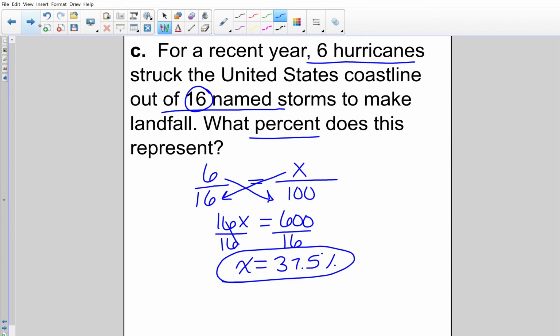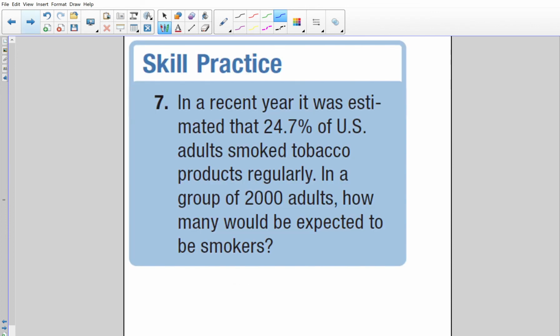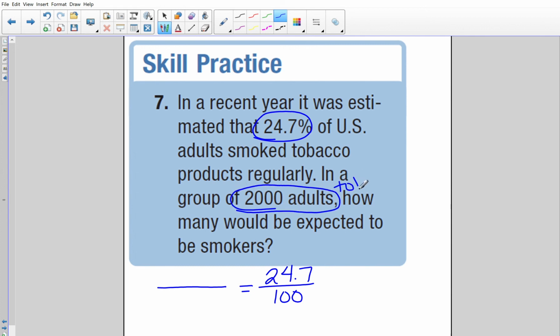Okay. If you want to pause and try this one on your own. So in this one we have our percentage. So we have 24.7 over 100. And then we use this again in a group of 2,000. So that's our total, because that's all that they're asking are 2,000 adults. And then we're going to find out the part that are smokers. So we're going to do our cross multiplication. So we have 100x, and then 24.7 times 2,000 is 49,400.